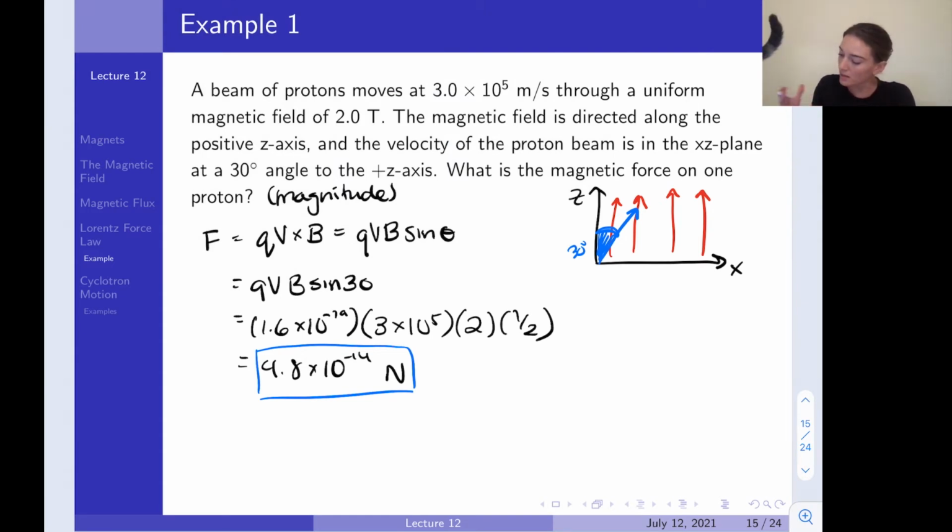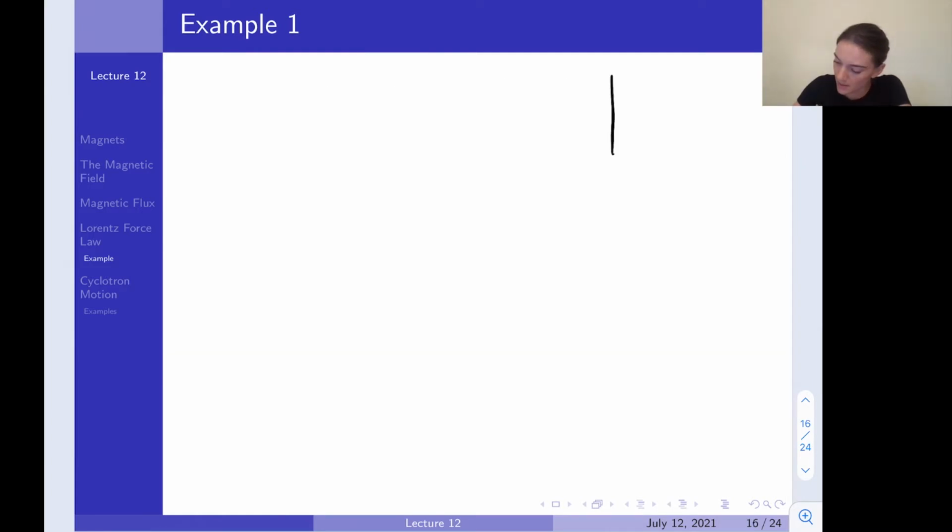Now, let's say we didn't want to just find the magnitude, we wanted to instead find the full force. We would have to do the cross product. So if that was the case, let's just rewrite here. We have z, x, and then our velocity is here, which is 30 degrees.